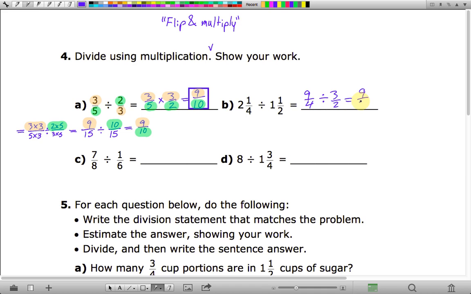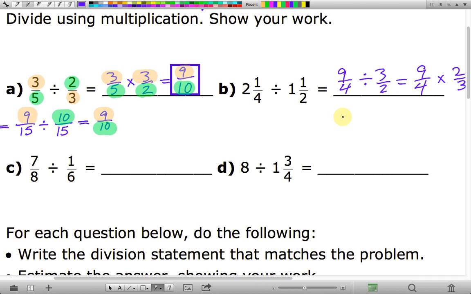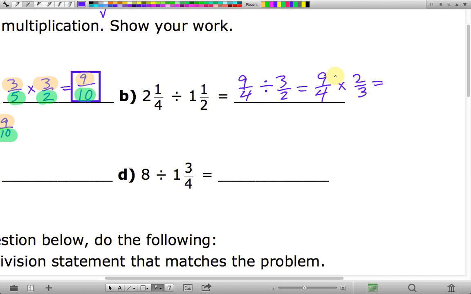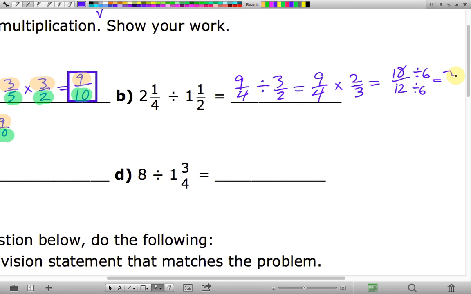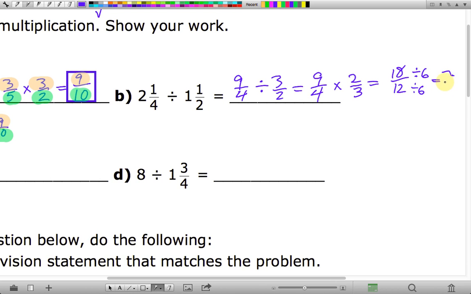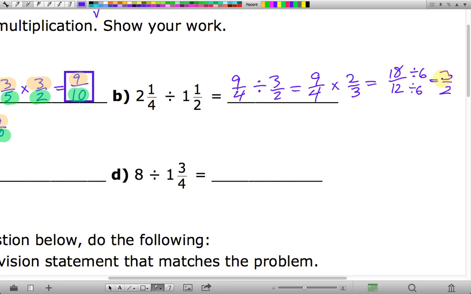Now what I can do is leave the dividend alone. Leave the first number alone. Take that second number and flip it. So the 3 halves becomes 2/3. Now, doing this multiplication, I'm going to show you one way. You may not want to copy this down. I'm not real keen on this way of doing the multiplication. Just doing 9 times 2 is 18, and 4 times 3 is 12, and then reducing afterwards, dividing the top and the bottom by the greatest common factor, which would be 6, and that gives you 3 over 2.